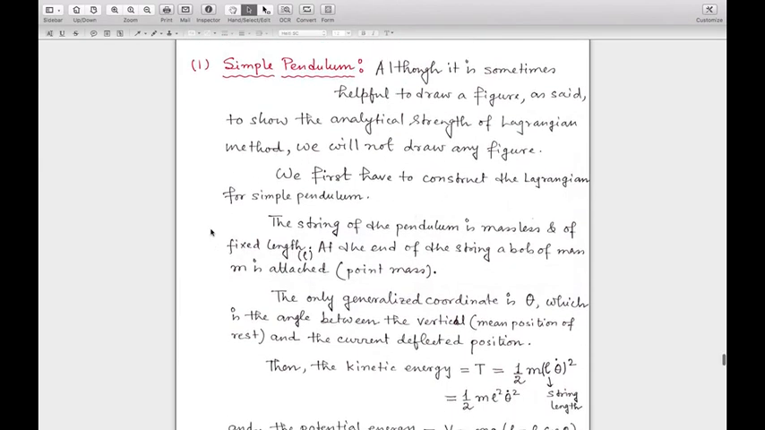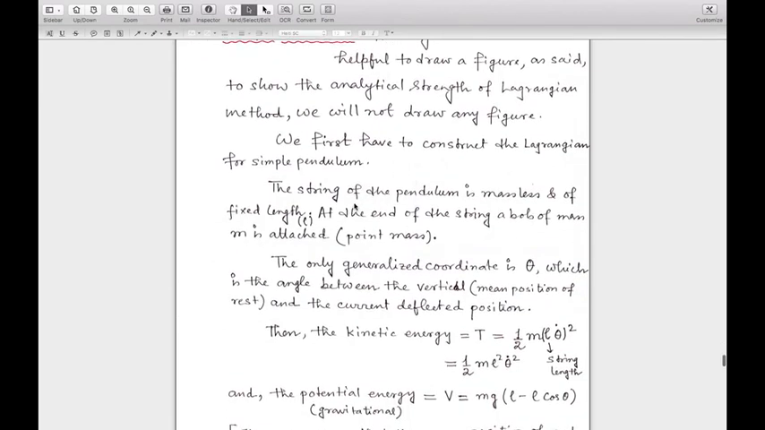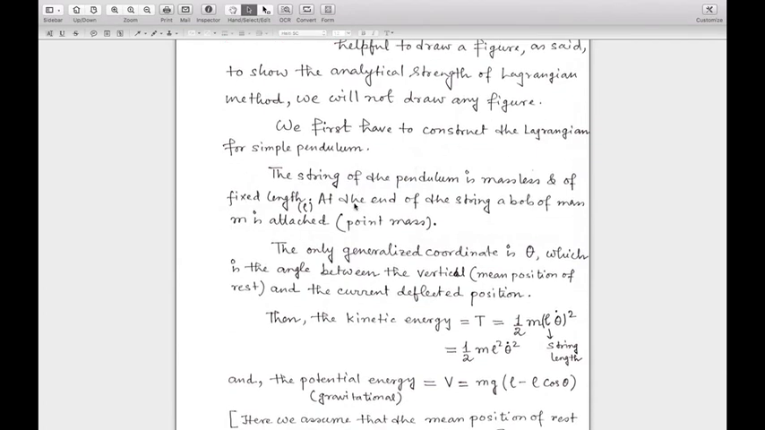So for the simple pendulum problem, we first have to construct the Lagrangian of the system. At first we have to see what the symmetry and the constraints of the system are. The system is like this: the string of the pendulum is massless. Let me underline this part: the string of the pendulum is massless.